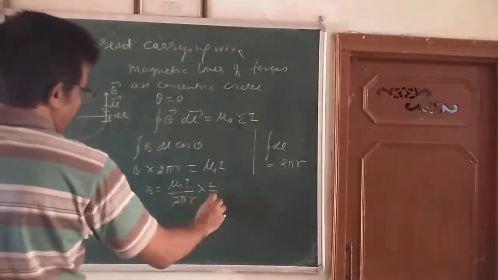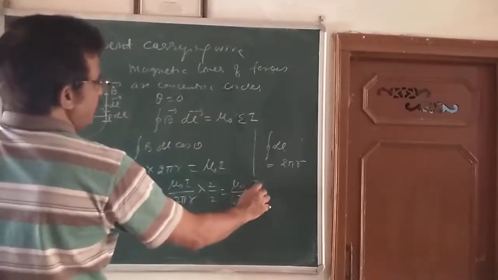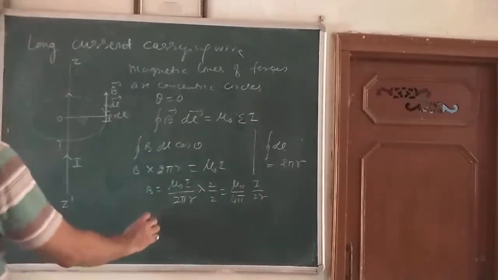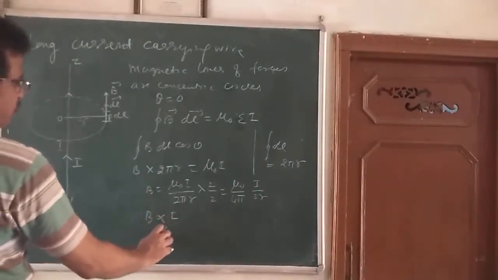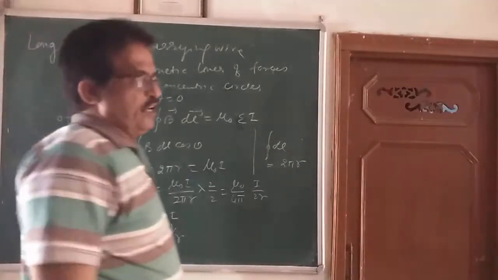Multiplying and dividing by 2, you can write mu naught upon 4 pi times I upon 2r. You can see B is proportional to I and inversely proportional to distance r. So this is a simple application, which you can solve with the help of Ampere's circuital law. Now we take another article here. Just write down first, then we'll go on to the next article.